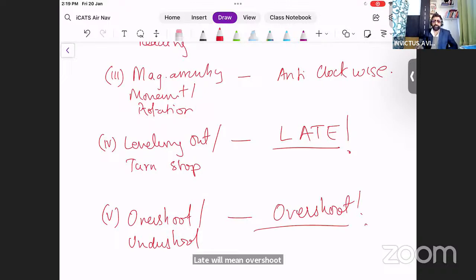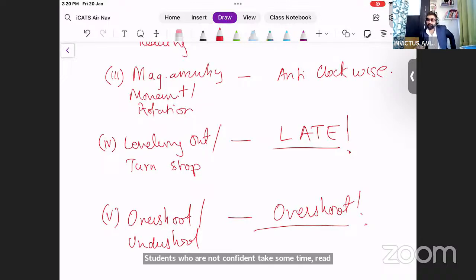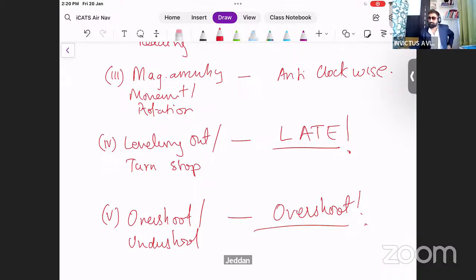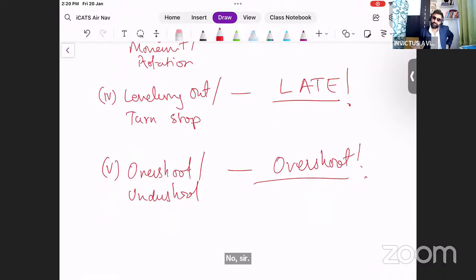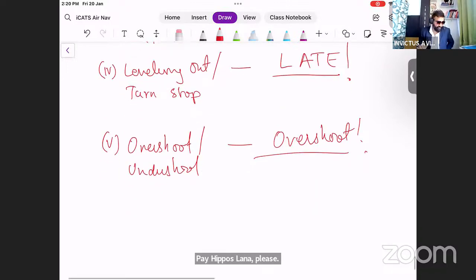Students who are not confident, take some time, read through it and you will get there. Chaitanya, are you understanding? Is there any confusion? No, sir. Okay, fine. If you have any doubts, ask on time, please. Yes, sir. Very good.